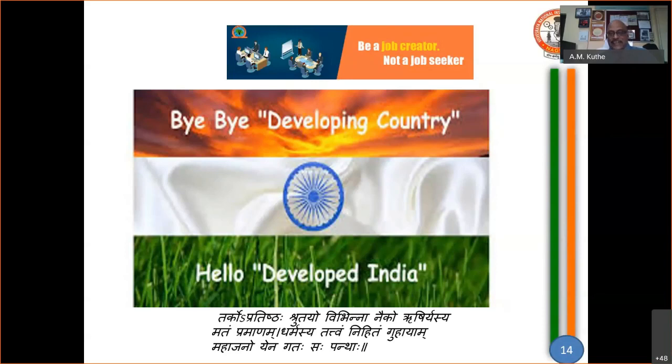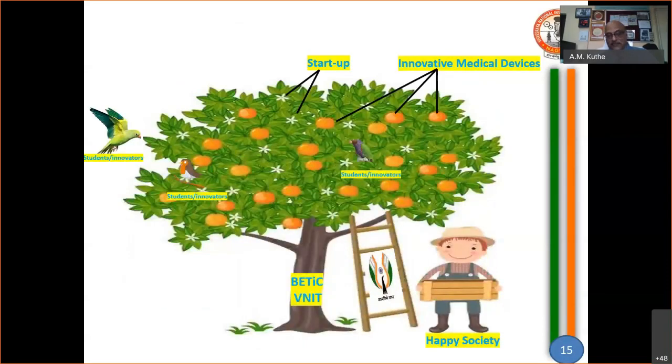Let me show you quickly the basic VNIT slide, which I have shown in the form of a tree. This basic VNIT is like a tree where the students and innovators are sitting on our tree, working hard to see that the flowers come out of the tree, which we call a startup. And these flowers then lead to the fruits, which we have said are innovative medical devices, because presently we are working on innovative medical devices under the BETIC project.